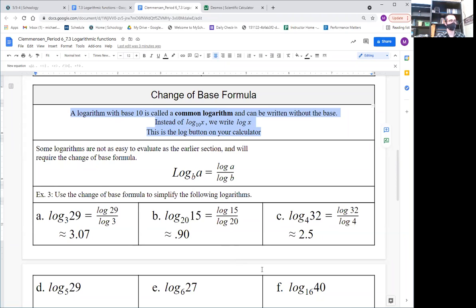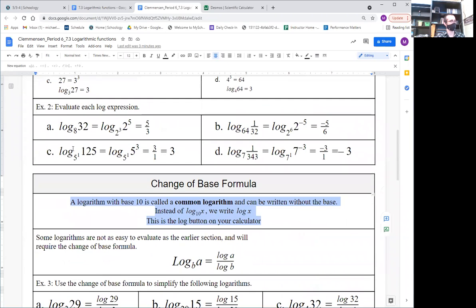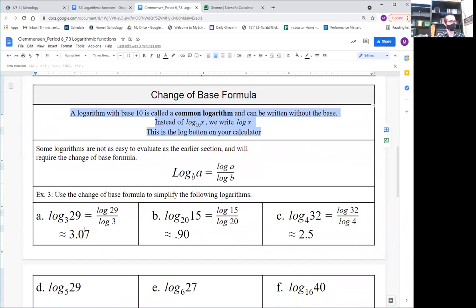All right, so some logarithms are not as easy to evaluate as other ones. Like before, we were talking about ones with the same power, but sometimes they don't have the same power, like 3 and 29. For those ones, we have our change of base formula. Our change of base formula takes the outside number and changes it to the top number. And then our base is now the bottom one.